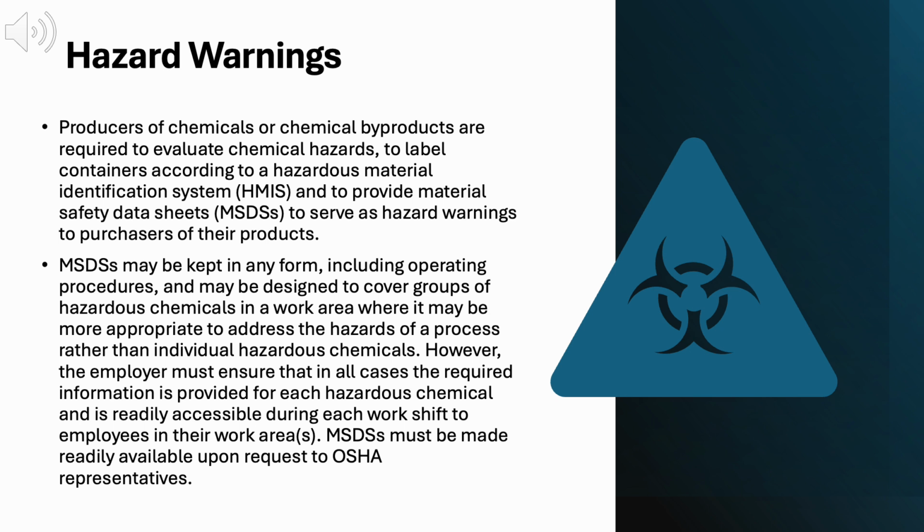MSDSs may be kept in any form, including operating procedures, and may be designed to cover groups of hazardous chemicals in a work area where it may be more appropriate to address the hazards of a process rather than individual hazardous chemicals. However, the employer must ensure that in all cases the required information is provided for each hazardous chemical and is readily accessible during each work shift to employees in their work areas. MSDSs must be made readily available upon request to OSHA representatives.